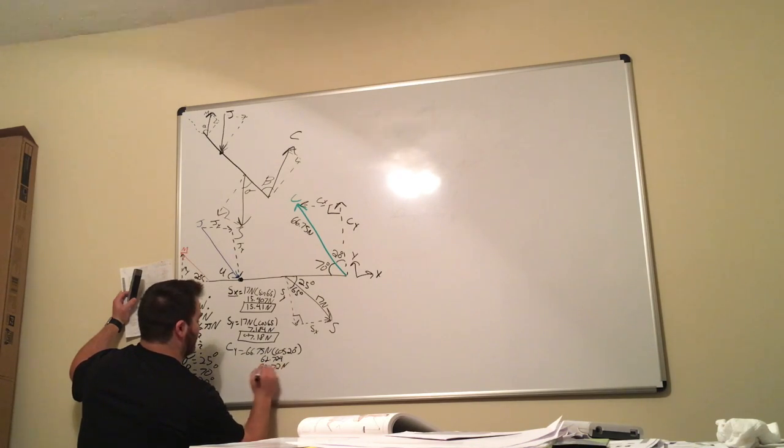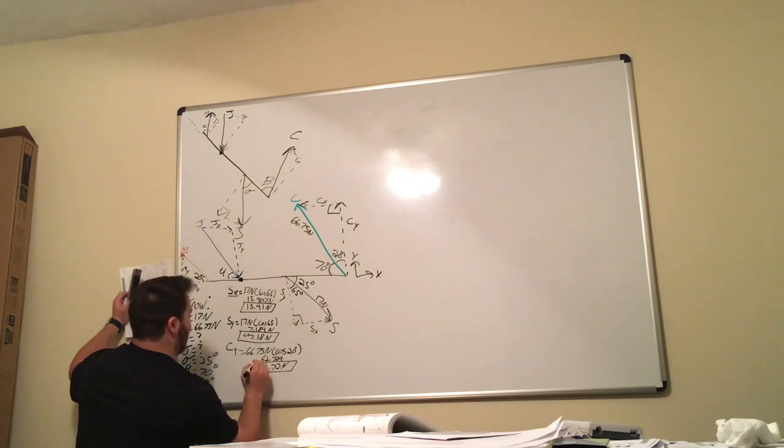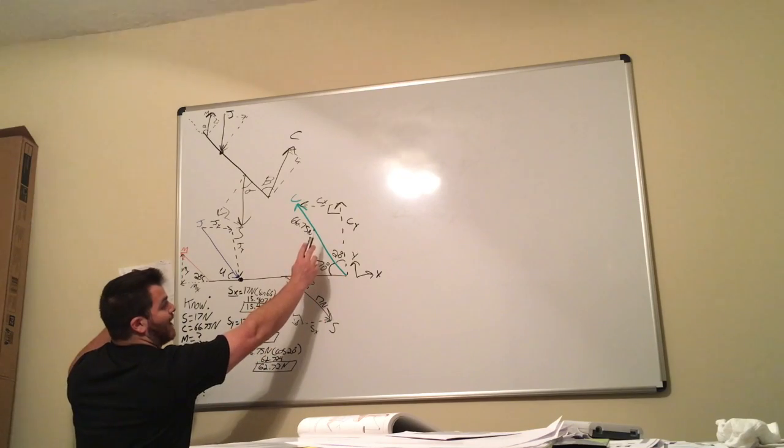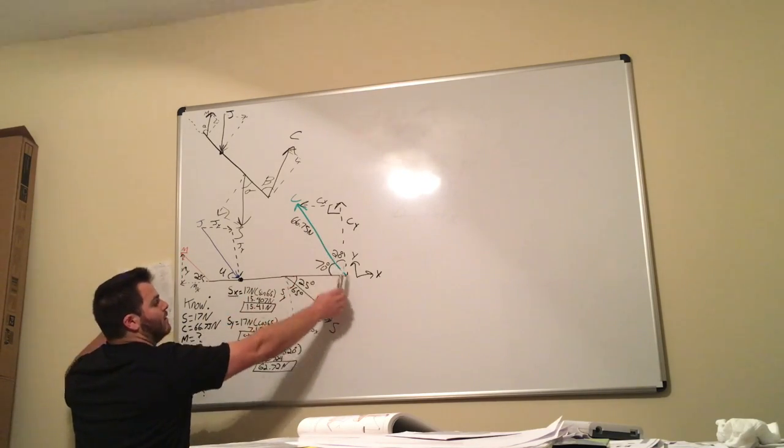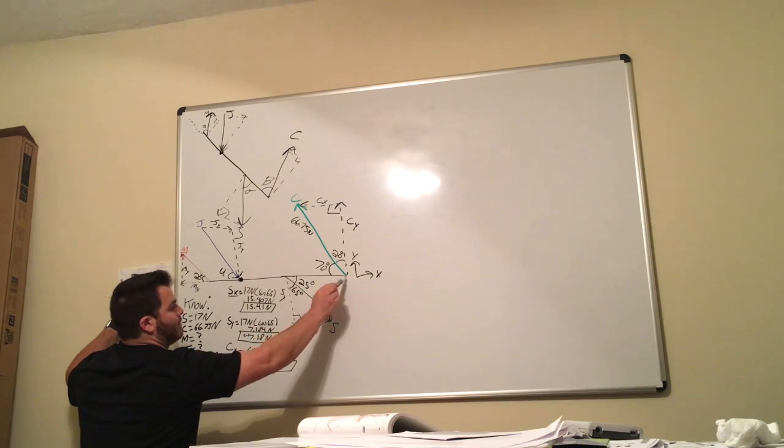And we're going to round that to 62.72 newtons. And it's going in the positive direction, so it's going to be a positive number because it's going up above our mini fake plane that we made.